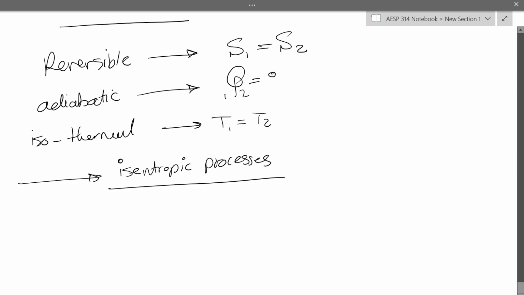So what is an isentropic process? One part of it is that it is a reversible process, right? So entropy doesn't change. What is the other part of it? What is the second part of an isentropic process? Does anyone remember? The process has to be adiabatic. So we actually can call this adiabatic reversible.